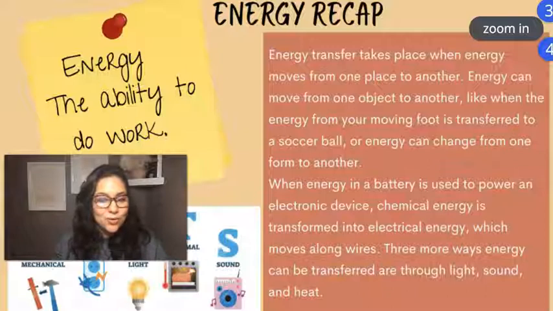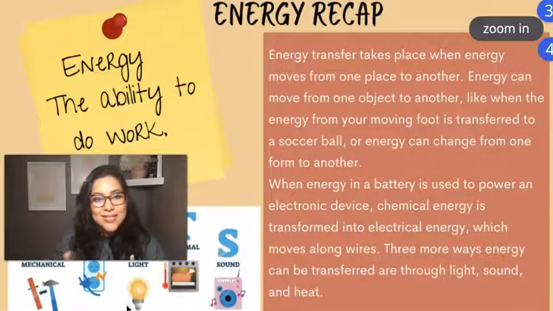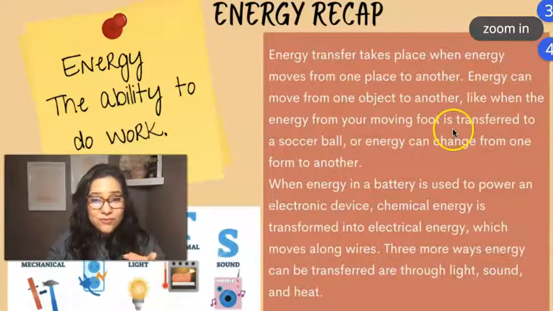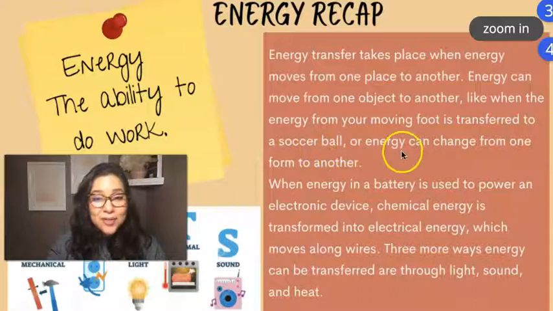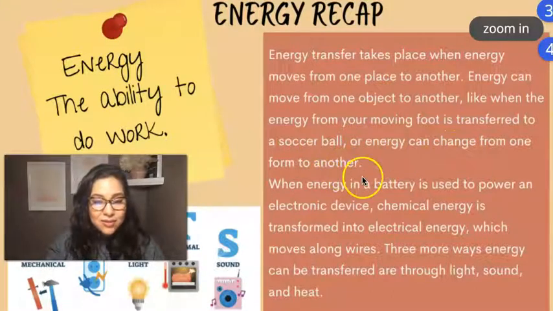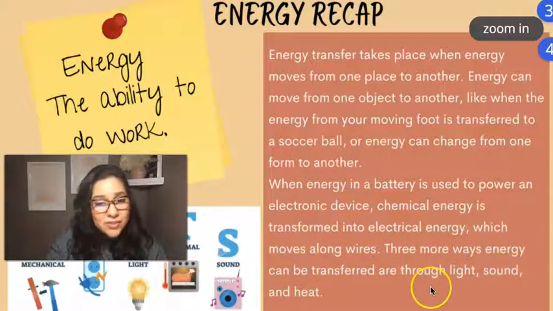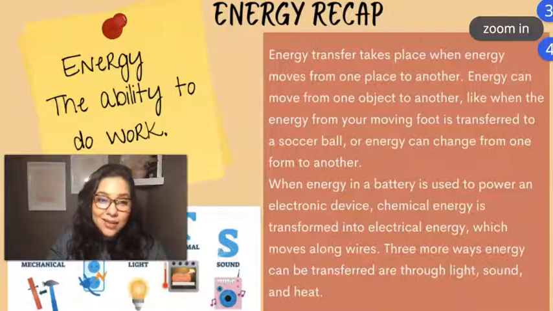So let's do a little energy recap. Energy is the ability to do work, right? Energy transfer takes place when energy moves from one place to another. Energy can move from one object to another, like when the energy from your moving foot is transferred to a soccer ball, or energy can change from one form to another. When energy in a battery is used to power an electronic device, chemical energy is transformed into electrical energy, which moves along a wire. Three more ways energy can be transferred are through light, sound, and heat.